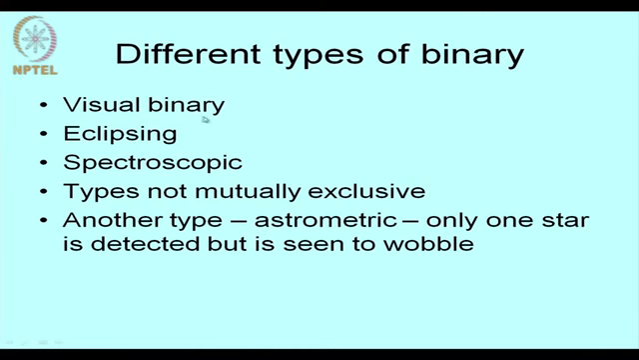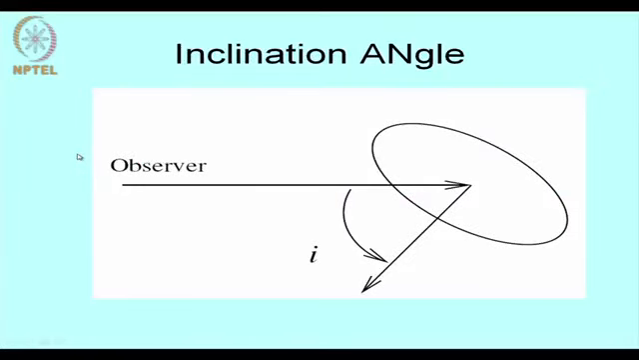So, let me now go into some detail, not very much, and tell you about these three different types of binary systems: the visual binary, the eclipsing binary, and the spectroscopic binary. Before that, we need to introduce certain nomenclature.